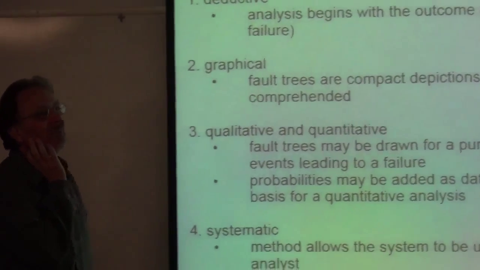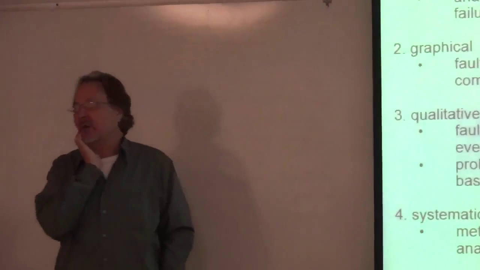It's top down rather than bottom up, saying, okay, what are all the things that can go wrong, and then what do we do about each one of them? Here we end up with a specific failure, and we do an analysis of it. It's graphical. As I'll show you, it has a lot of symbology associated with it, with standard fault tree diagrams. It can be qualitative or quantitative.